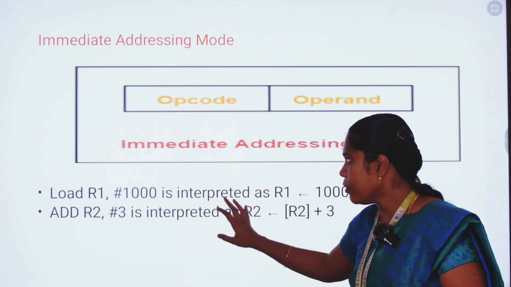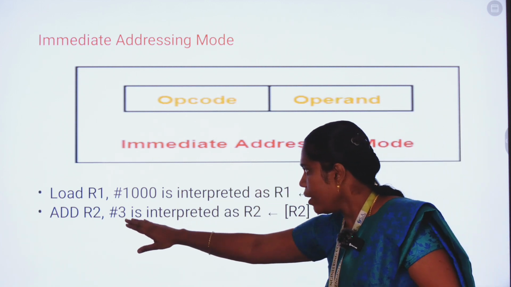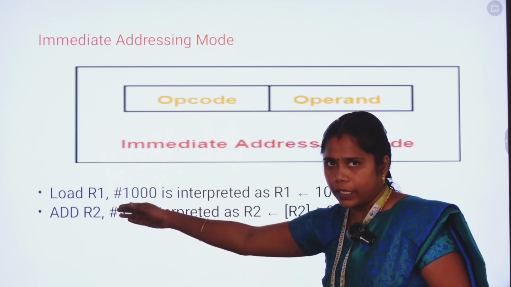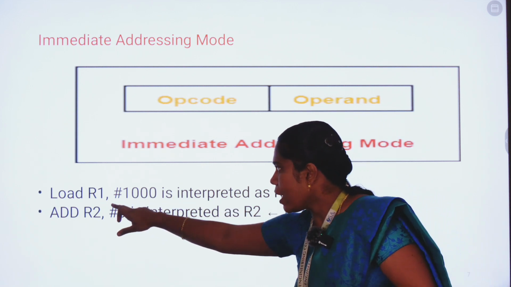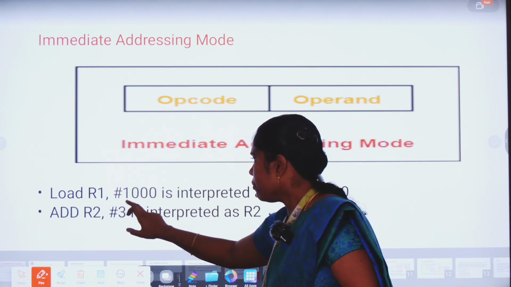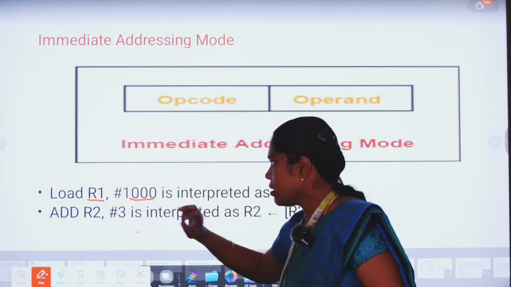Here is an example for that. The first example is LOAD R1, #1000. Here the instruction, the opcode, is load, R1 is the register, and the value is 1000. We are going to load the value 1000 into the register R1.